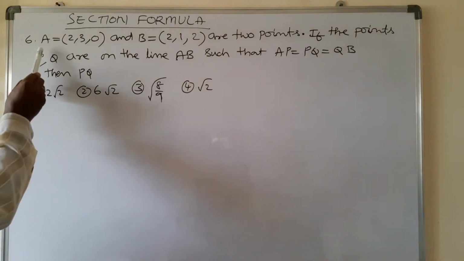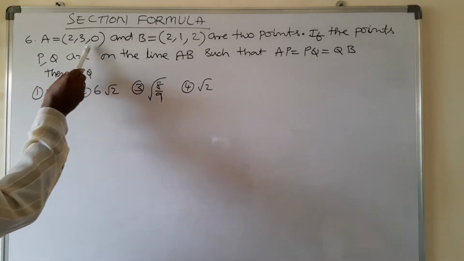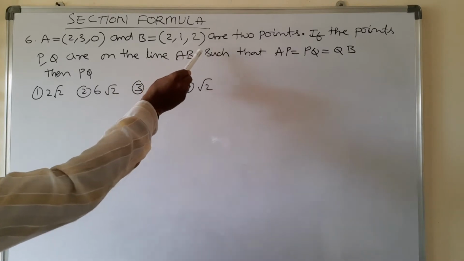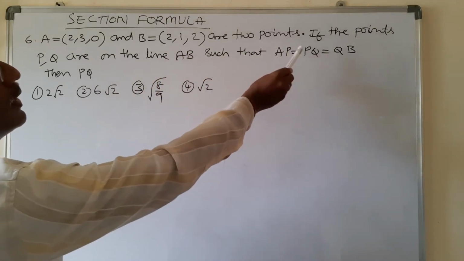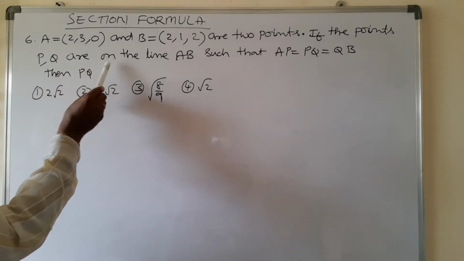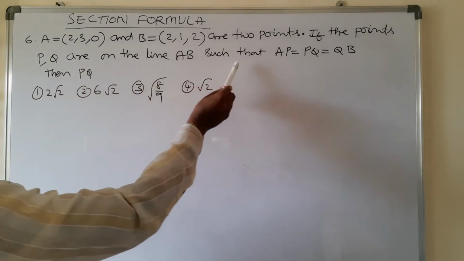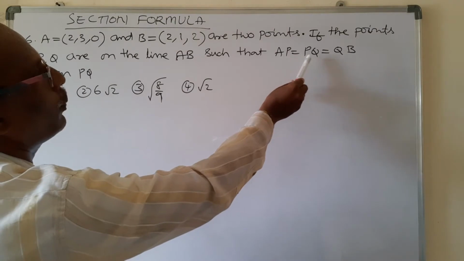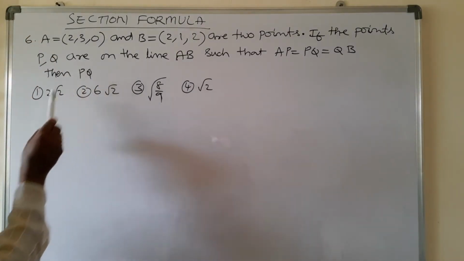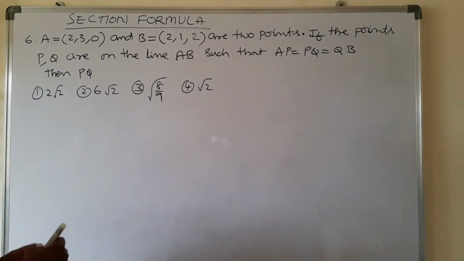Problem number 6. Capital A equal to (2, 3, 0) and B equal to (2, 1, 2) are 2 points. If the points P, Q are on the line AB such that AP equal to PQ equal to QB, then find PQ. Here 4 options are given.